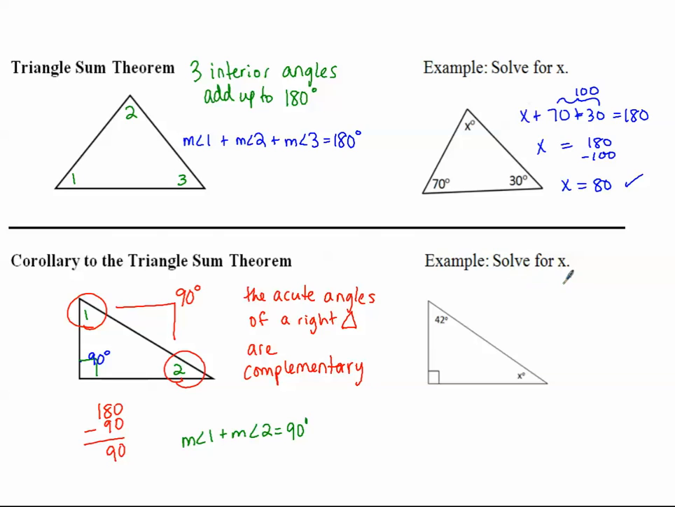Similarly here, I need to solve for x. Well, I already know this is 90 degrees, so what does that mean about these two together? They have to make 90 degrees. So x plus 42 equals 90, or just taking away 42, x has to equal 48 degrees.